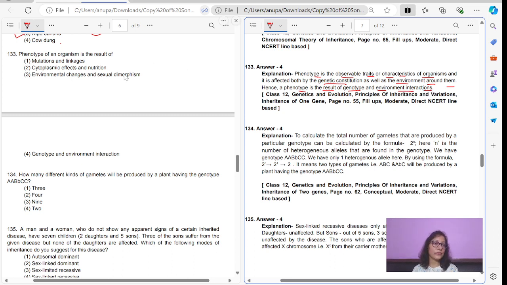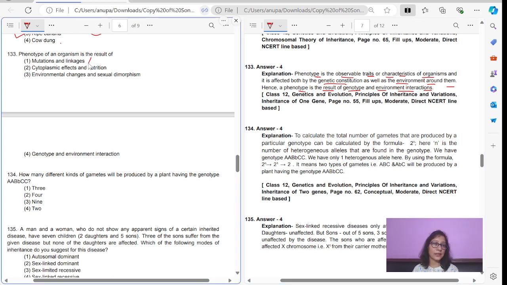Let's see the options. The first option is mutation and linkage. This is wrong. Option 2 is cytoplasmic effects and nutrition. This is also wrong. Option 3 is environmental changes and sexual dimorphism. It is also wrong. And the fourth option is genotype and environment interaction. So this is the correct option. That is option number 4 is the correct answer of question number 133.